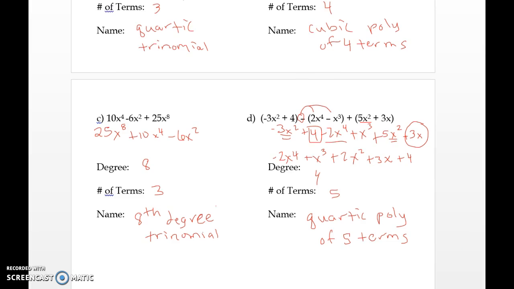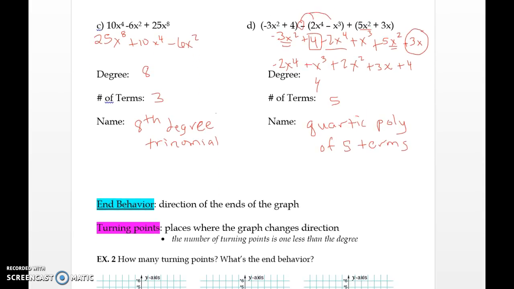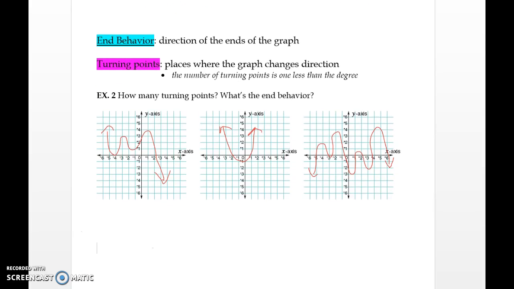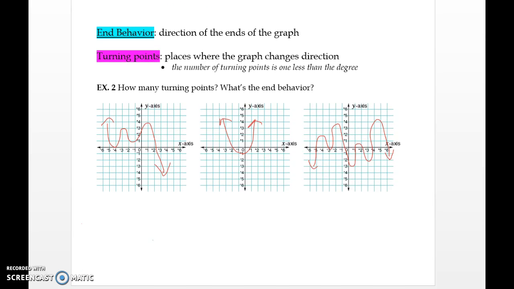So now that you know how to name them, let's talk about the end behavior. The end behavior is literally what's happening at the ends of your graphs. We look on the left and we look on the right. And we can talk about your graph is either going to end going up or end going down. Your turning points are the number of times your graph turns, or what point does your graph change directions.